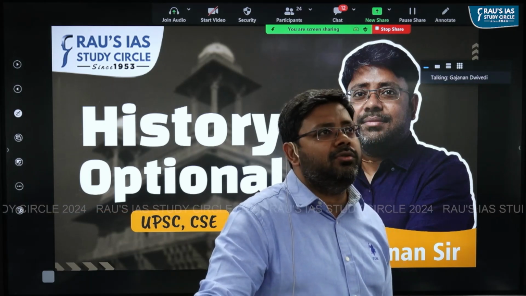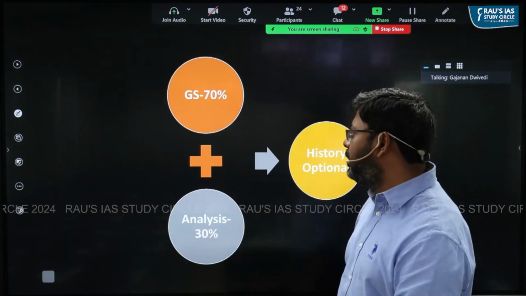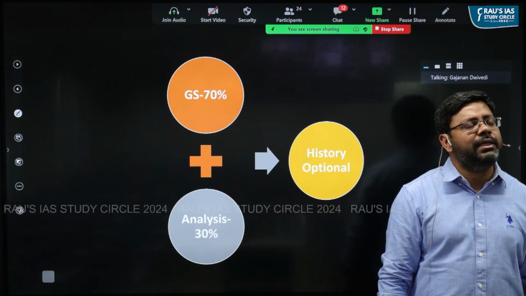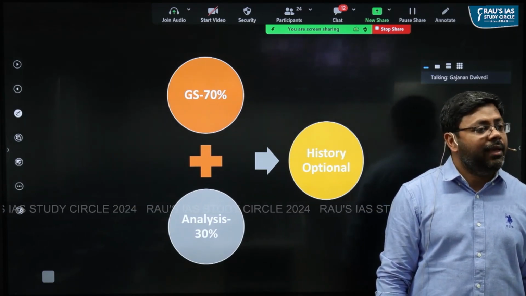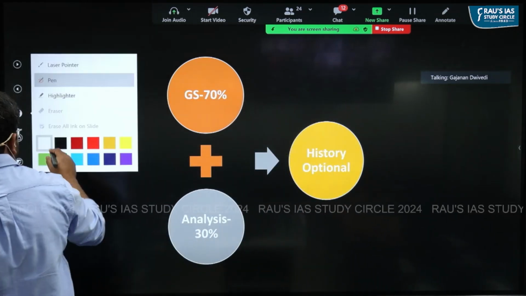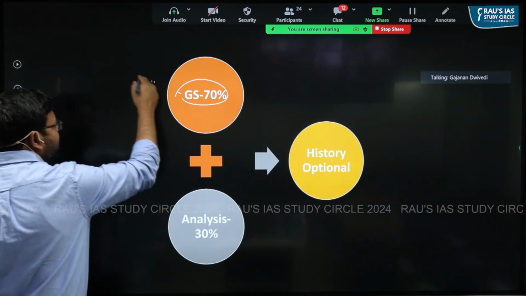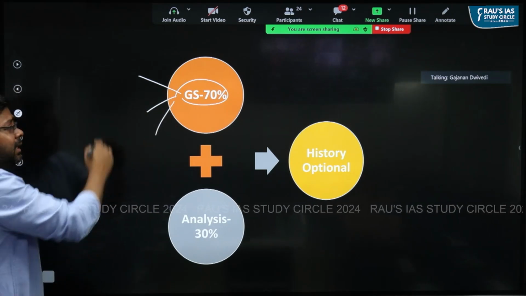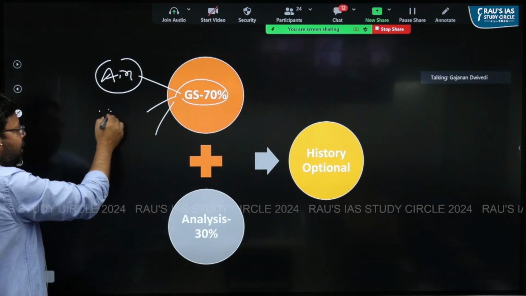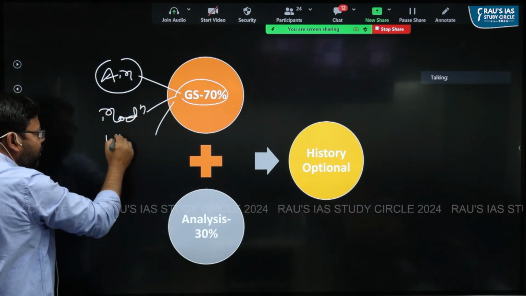But before that, you should know that when you talk about history optional, history optional is basically the simplest optional. And why should it be considered the simplest optional? Because anyway, when you talk about GS, you are going to discuss ancient and medieval. पढ़ेंगे in GS, modern and world history.